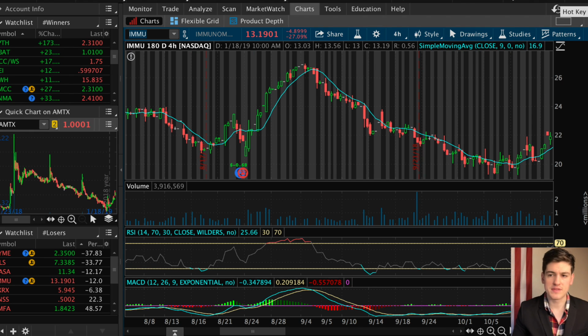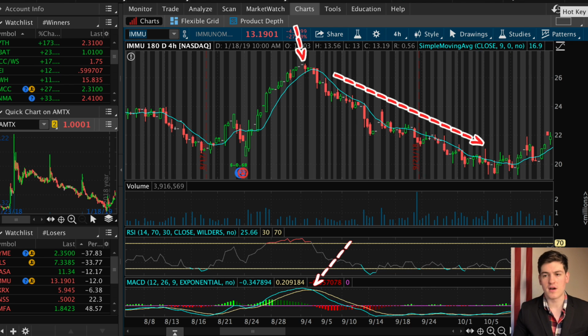So let's check out the downward reversal on this. Now, the sign of the reversal here was once again when the blue MACD line crossed over the yellow signal line, but you could also have used this in conjunction with your other indicators. As you can see, the price action dipped below the SMA line even before the MACD had shown signs of a reversal, and the RSI had showed that the stock was oversold for quite some time.